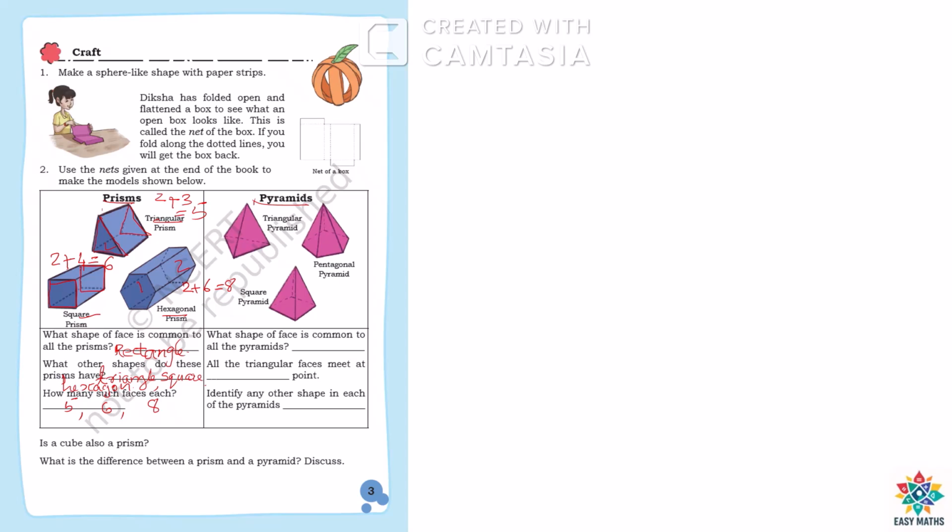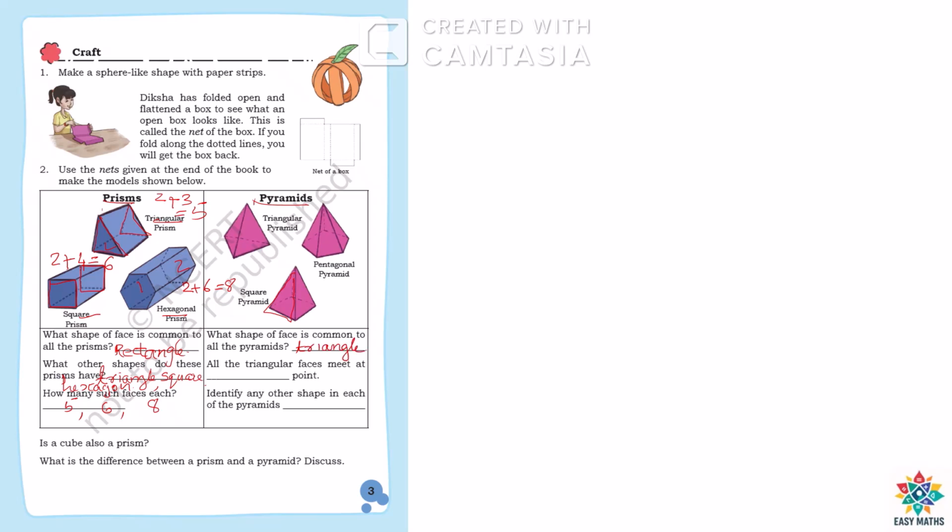Now come to pyramids. Here also the name is based on the shape of the base. Triangular pyramid means the base is triangular shape. Pentagonal pyramid means the base is a pentagon and square pyramid means the base is in square shape. What shape of face is common to all the pyramids? Here it is a triangle. Here also we can see side faces are triangular shape. So what shape of face is common to all the pyramids? That is triangle.